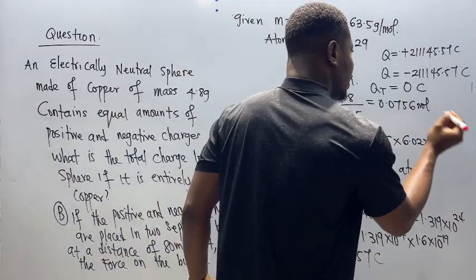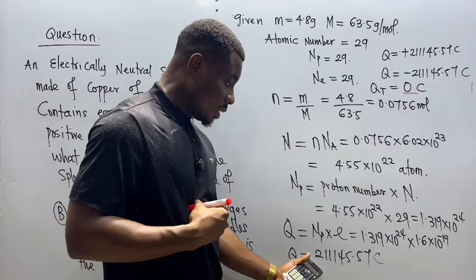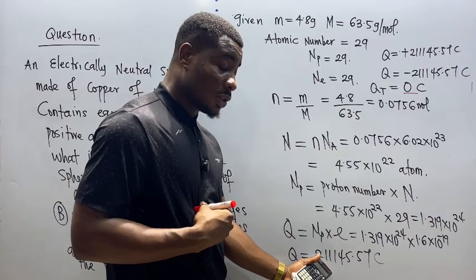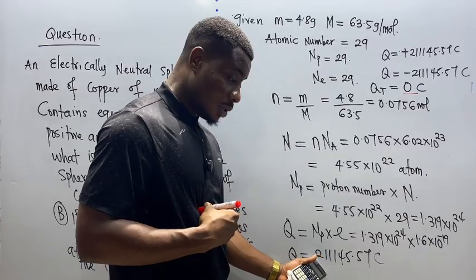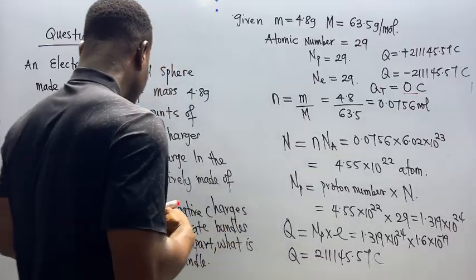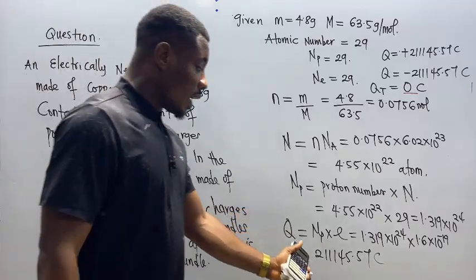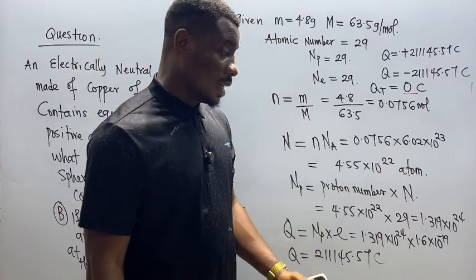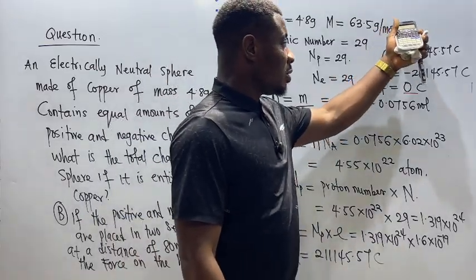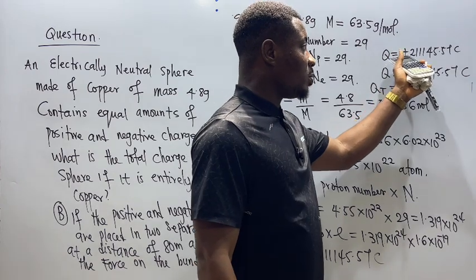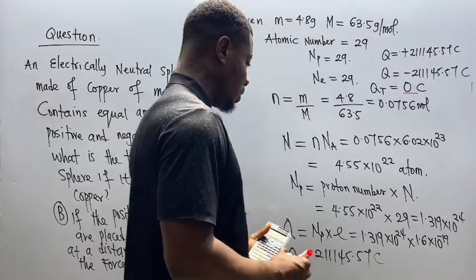So our answer to the first question is that the total charge in the sphere is 0. The sphere contains this charge, but the question says that it contains equal amounts of positive and negative charges. So the total charge in the system becomes the sum of the charges, negative this and positive this. They are the same, so it gives us 0. The total charge is 0 in the system.